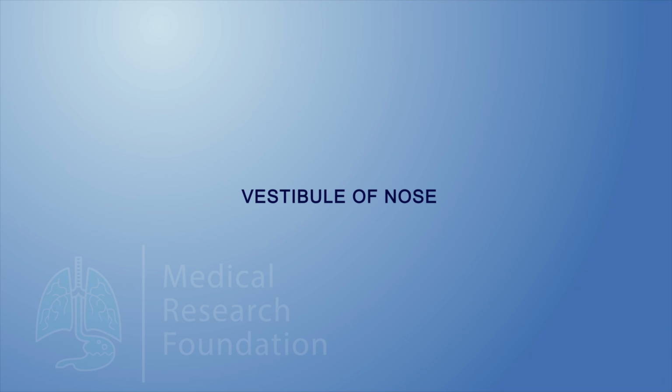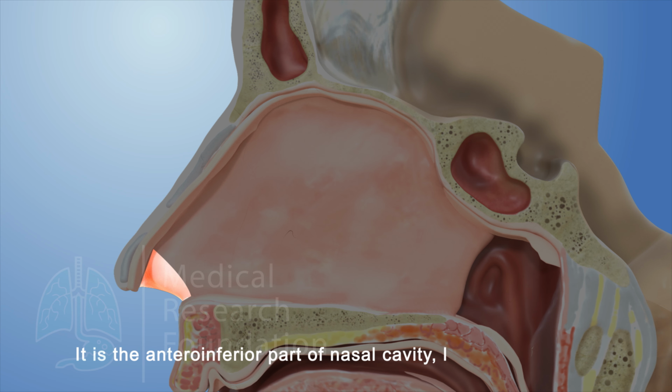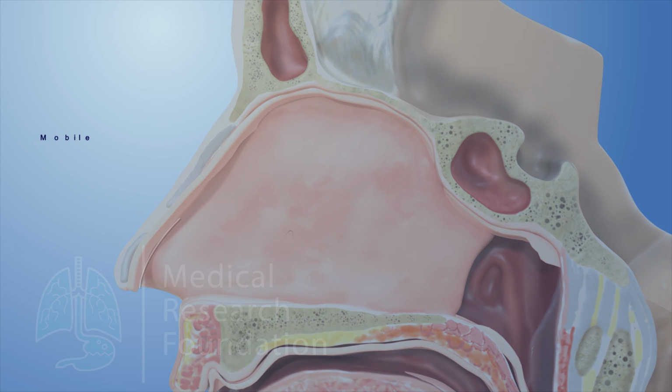Vestibule of nose. It is the antero-inferior part of nasal cavity lined by skin. The skin contains sebaceous glands, hair follicles, and the stiff interlacing hair called vibrissae. Its upper limit on the lateral wall of nasal cavity is marked by limen nasi. Its medial wall is formed by a mobile columella.